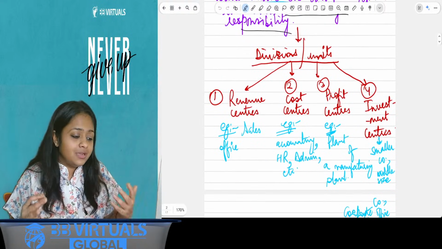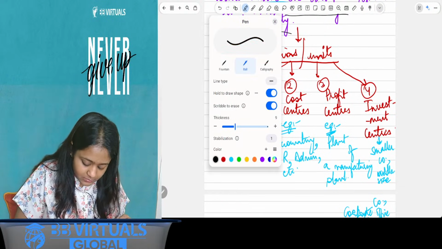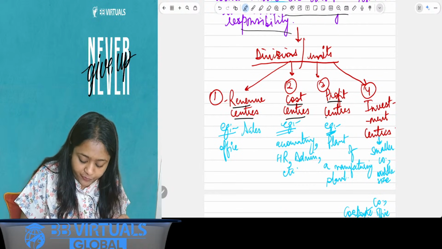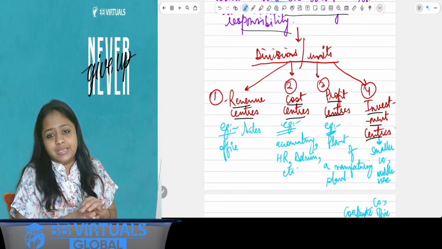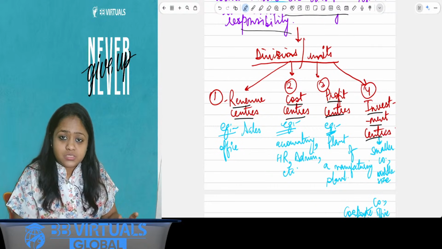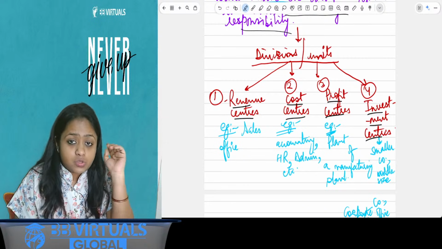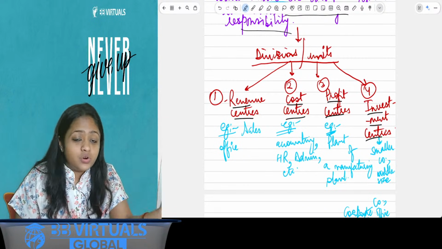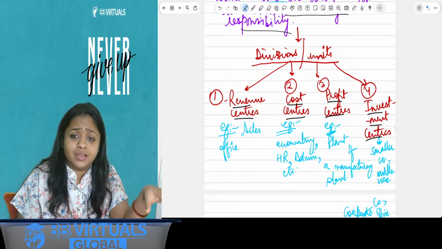So we can categorize the divisions as revenue centers, cost centers, profit centers, or investment centers. There is an example given here, but I'll just quickly tell you about it in a summary. Revenue center means those centers, those divisions whose primary responsibility is towards selling of goods. So their performance evaluation is technically only on the basis of the goods that they've sold, or are targeting to sell. What is their performance with regard to that?